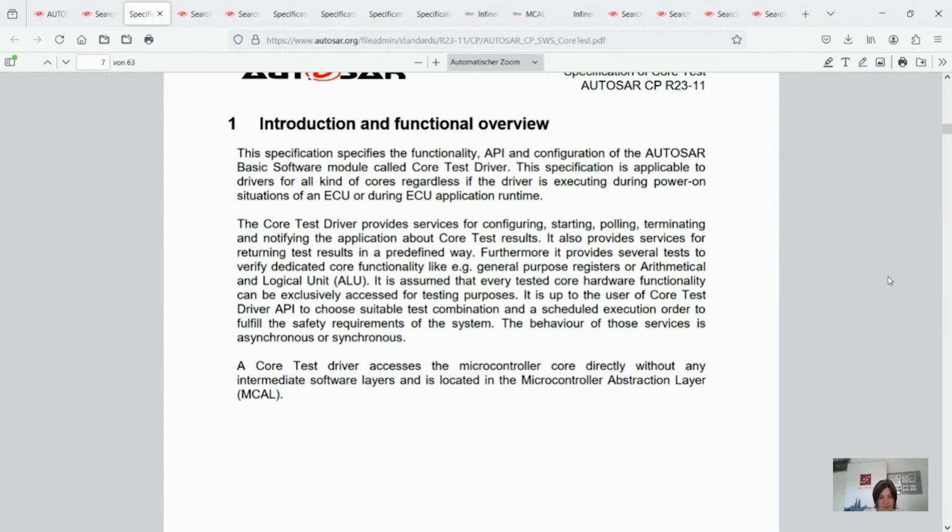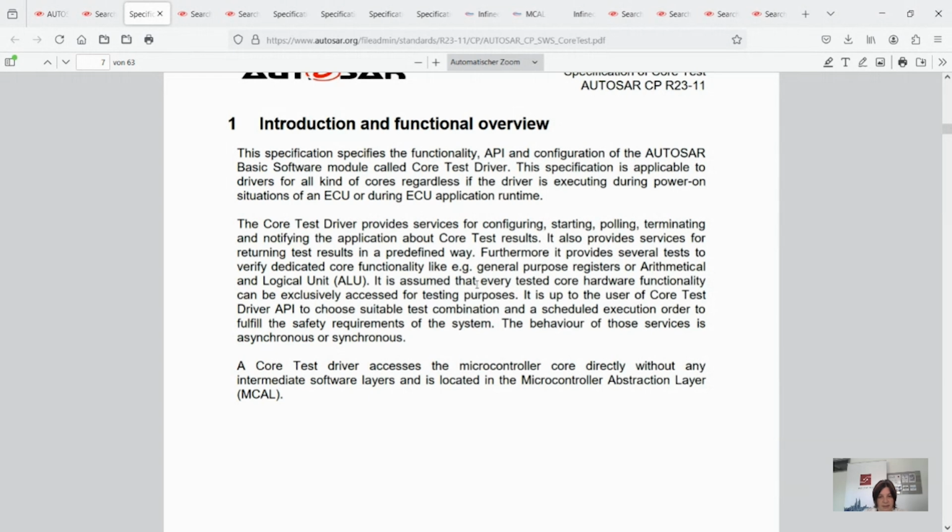This driver provides services for configuring, starting, polling, terminating, and notifying the application about the core test result. It also provides services returning test results. And I think it's important, it's checking the general purpose registers of the ALU.